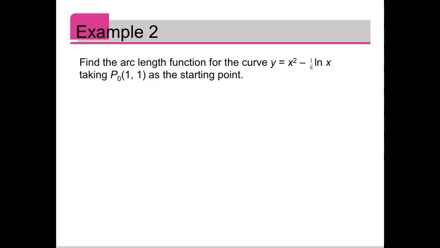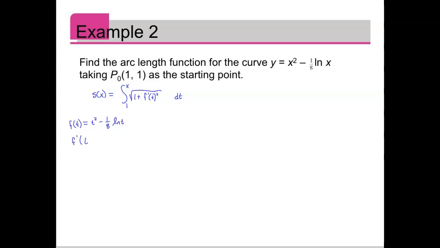All right, so we're going to find the arc length function for the curve y equals x squared minus 1/8 natural log x, taking the point P0 at (1, 1) as the starting point. So in this case, I'm going to be looking at the integral from 1 to x of the square root of 1 plus f prime of t squared, dt. If f of t is my function, I think of that as just t squared minus 1/8 ln t.